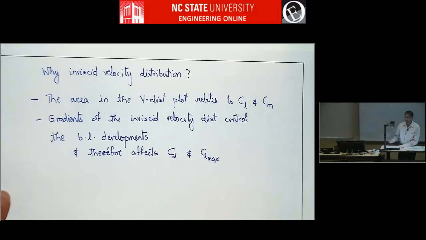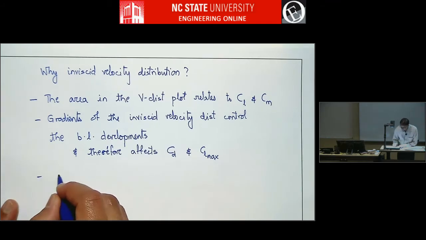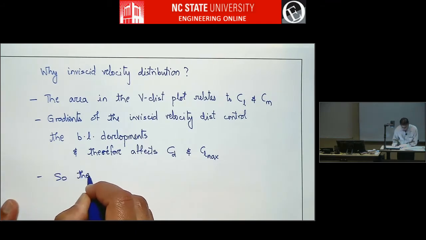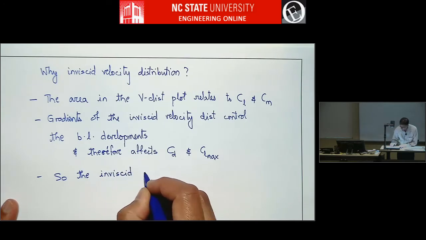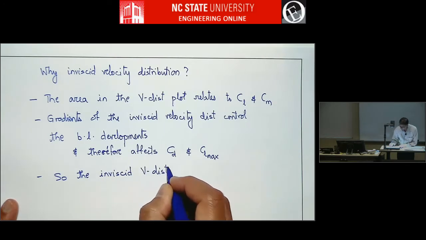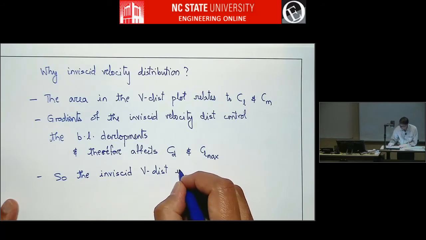The boundary layer properties will control drag coefficient, and at high angles of attack, the angle of attack at which the boundary layer starts separating and moving towards the leading edge controls CL max, stall. So the inviscid velocity distribution is a logical choice.